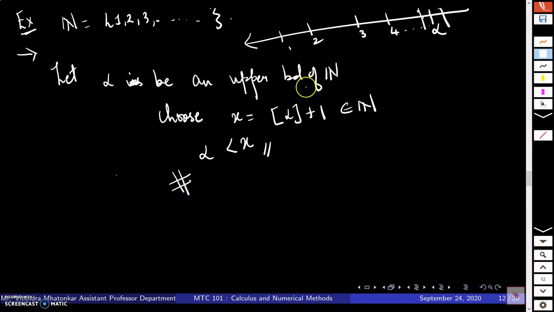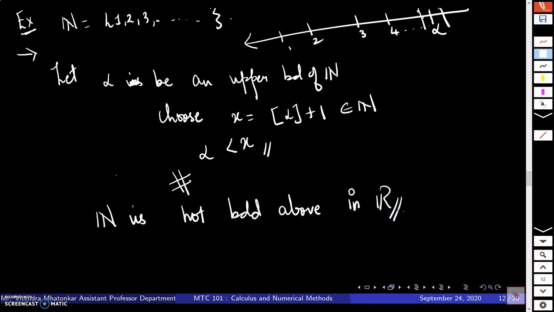So alpha is not an upper bound of natural numbers. So the set of natural numbers is not bounded above. This set is not bounded above in R. I hope that's clear.